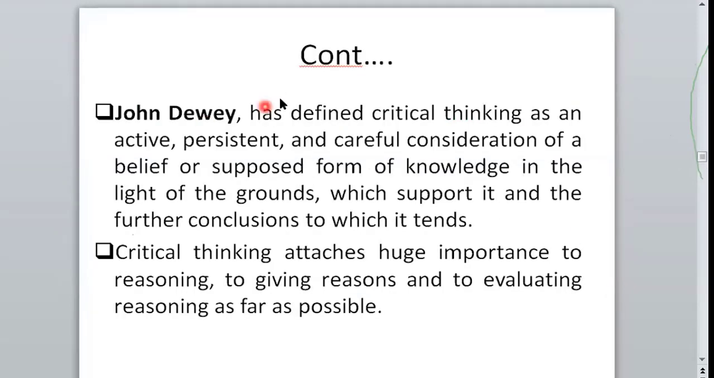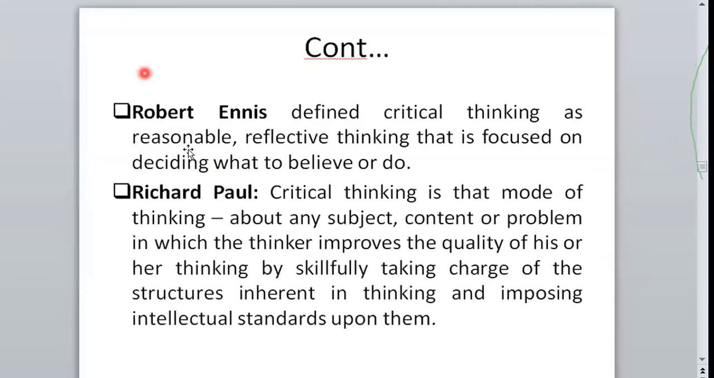According to John Dewey, critical thinking is the active, persistent, careful consideration of a belief or supposed form of knowledge in light of the grounds which support it and the further conclusions to which it tends. So critical thinking attaches huge importance to reasoning, to giving reasons, and the evaluation of reasons as far as possible. And according to Robert Ennis, critical thinking is reasonable, reflective thinking that is focused on deciding what to believe or do.